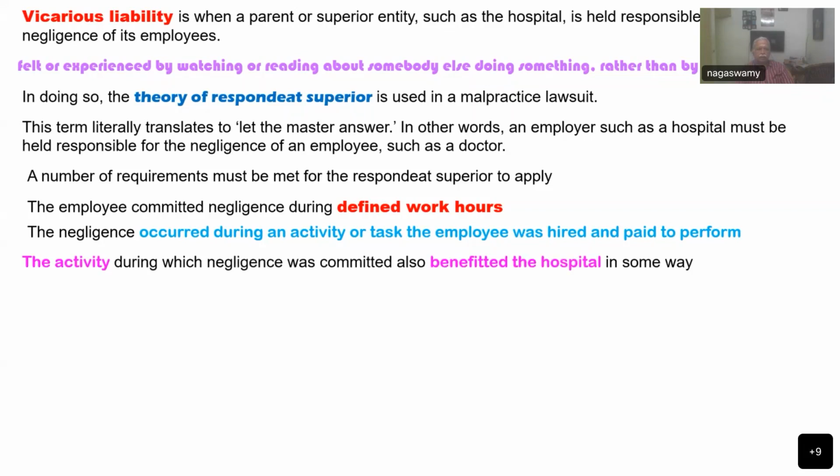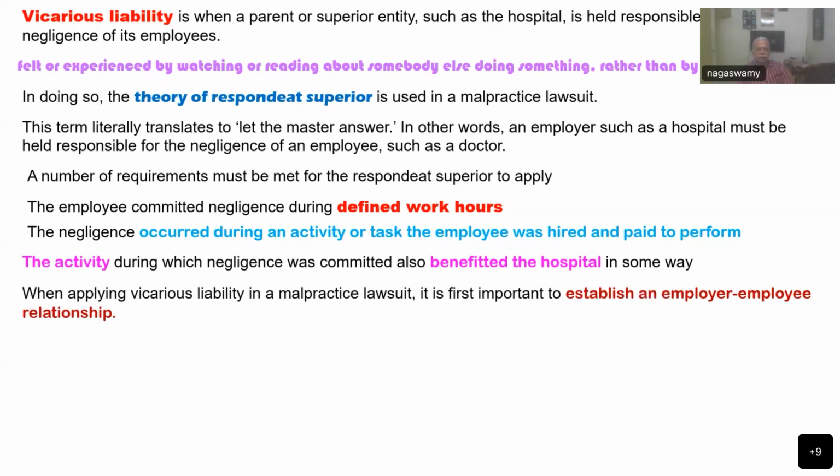And the activity during which negligence was committed also benefited the hospital in some way. So by giving anesthesia, he is helping the hospital to collect the money for the operation as well as the anesthesia, everything. But he is on a regular payroll. So the hospital is also getting benefited by that.